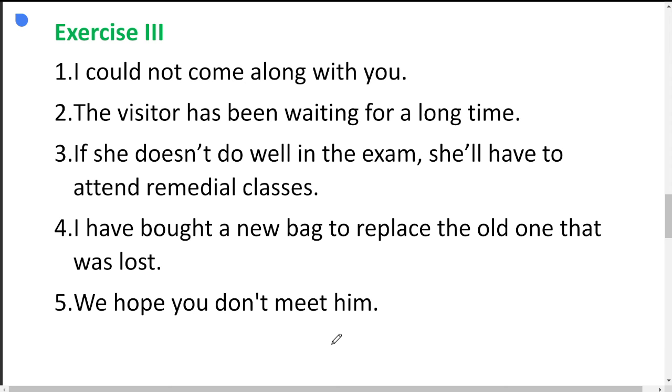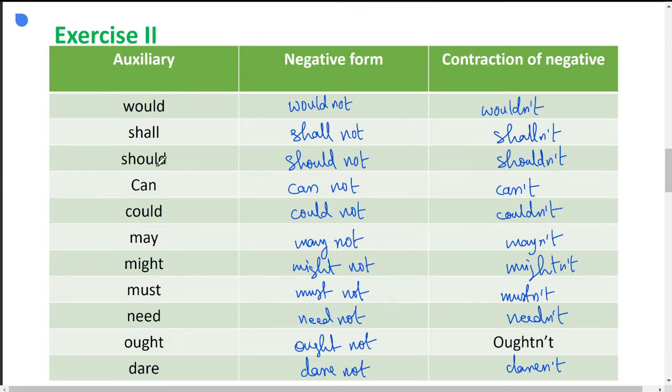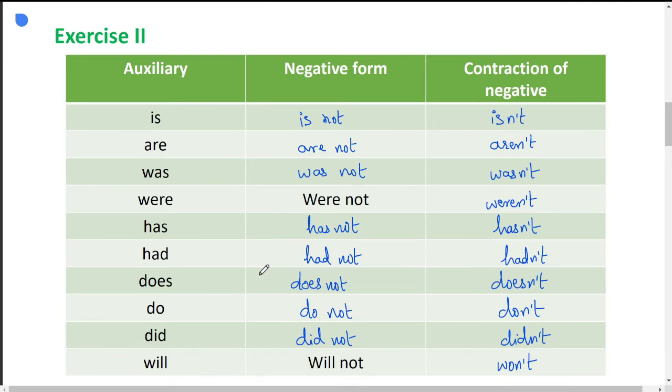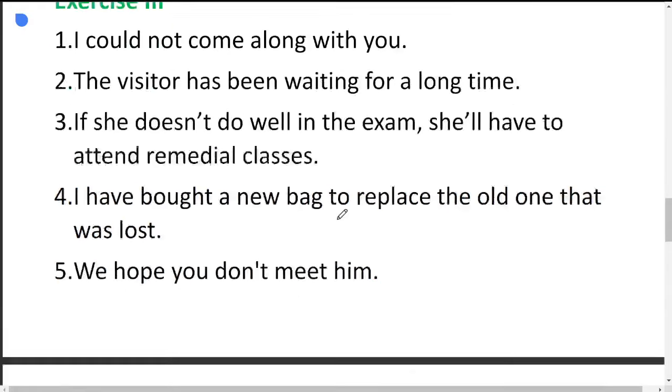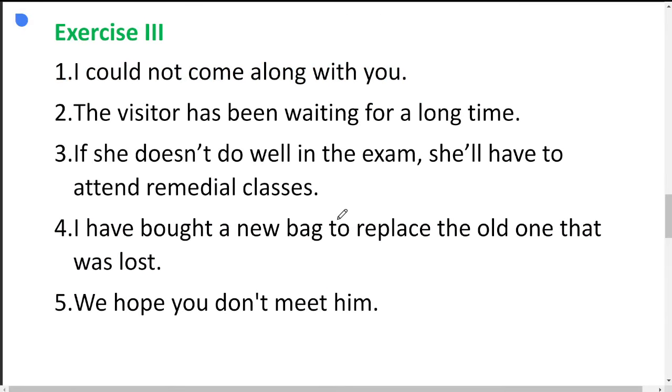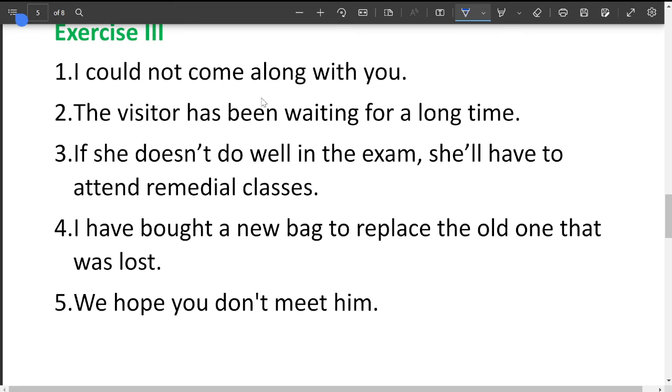Helping verbs also consist of modal auxiliaries. These are all modal auxiliary verbs, and here we can call them primary auxiliaries. Together they are auxiliaries only, together they are helping verbs. Now tell me, what is the helping verb and what is the main verb in this sentence? The main verb is come, that you can identify very clearly, and the helping verb is could not.